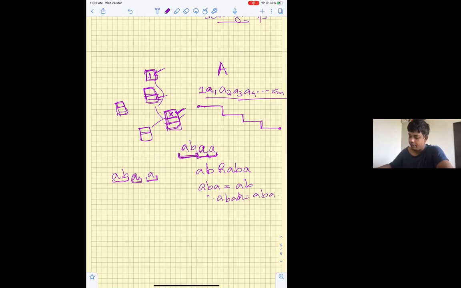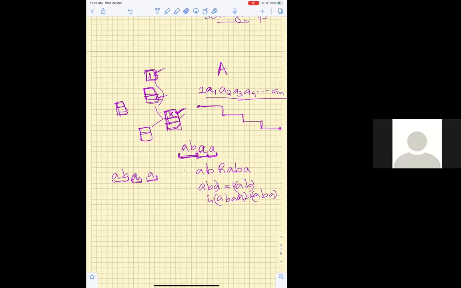I'm writing letters, but what I mean here is the homomorphic image, H of AB. You understand what I'm saying? Yes. Yeah. So maybe.